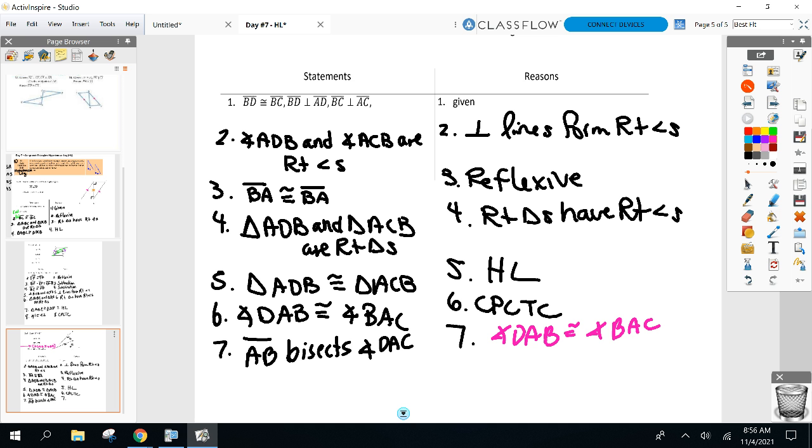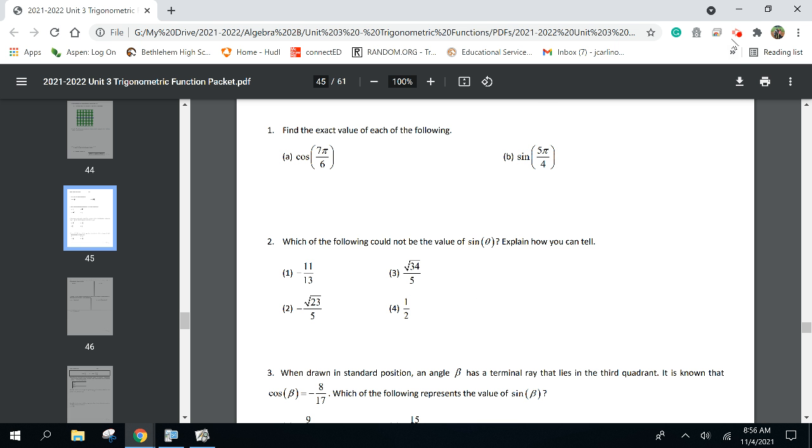You guys good? And that ends today, right? Okay, so let's talk about Unit 3, Parallel and Perpendicular Lines Test. How do you think you did?